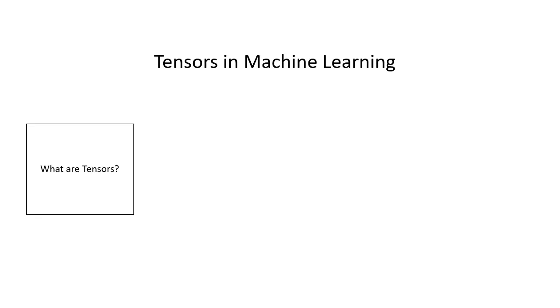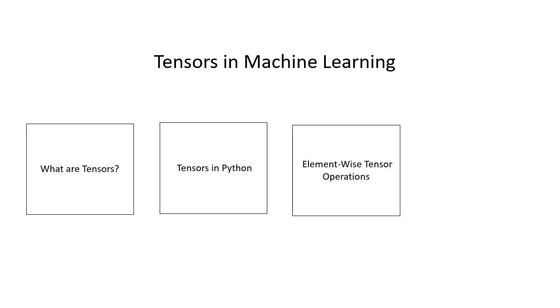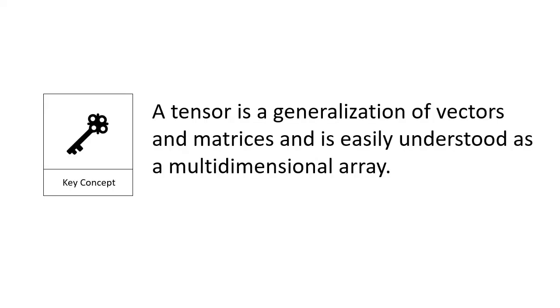We're going to break down the section into what are tensors, then we'll talk about tensors in Python, and then we'll talk about element-wise tensor operations, and we'll talk about tensor product. So, what is a tensor? A tensor is a generalization of vectors and matrices, and it's easily understood as a multidimensional array. A vector is a one-dimensional or first-order tensor, and a matrix is a two-dimensional or second-order tensor.